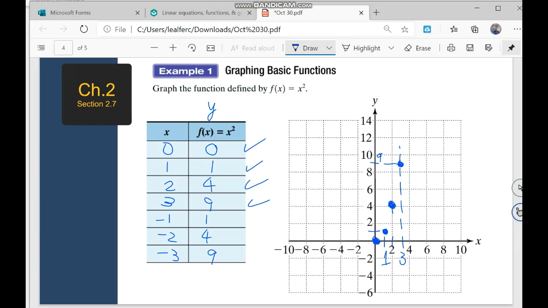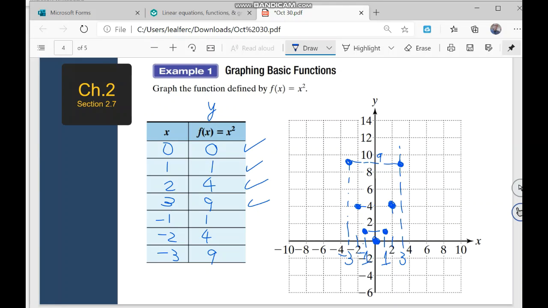And on the negative side of the x-axis, -1 gives 1, this point right here. -2 and 4, -2 is here, 4 here. -3 and 9, -3 is here, 9 is here. So these are the points.